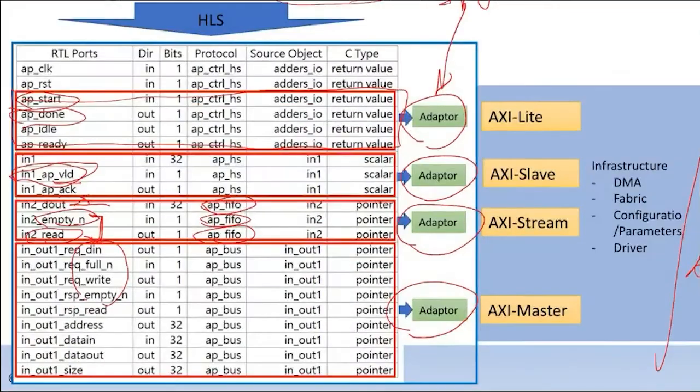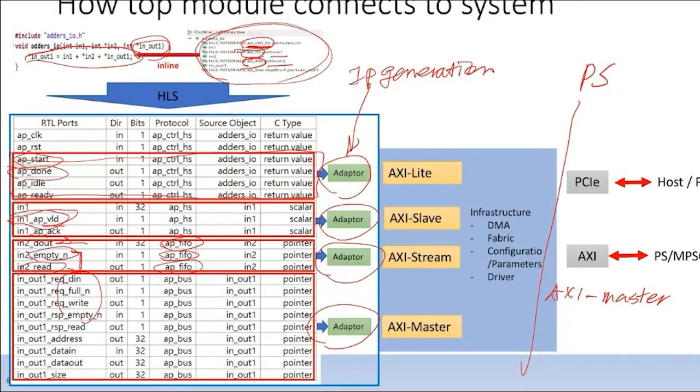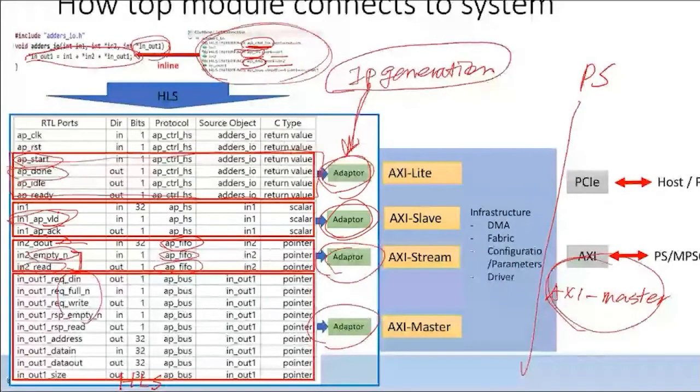So when you go through the HLS compiler, this module will generate all those interface signals, and these signals are far from this AXI master. So when you do the IP generation, you will hook up some adapter, and then it becomes the AXI-Lite, AXI slave, AXI stream, or AXI master. That's what you saw in lab 2. The kernel function icon only has this kind of interface available.